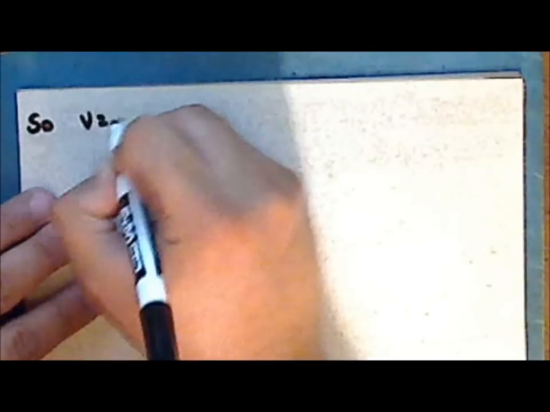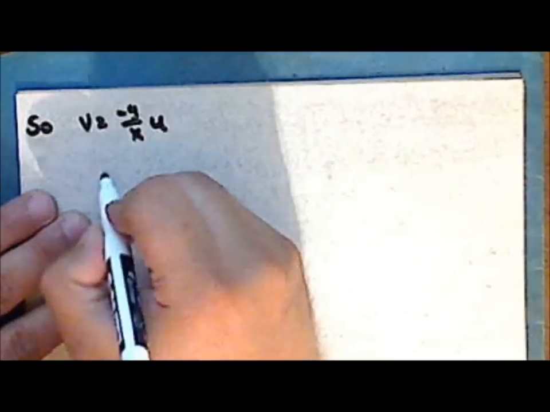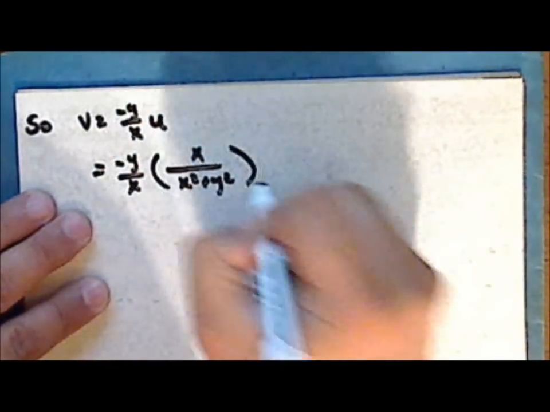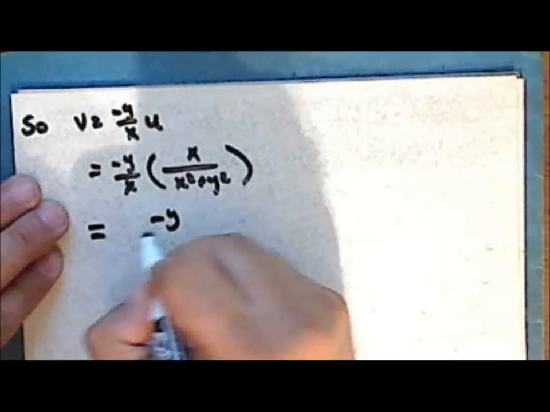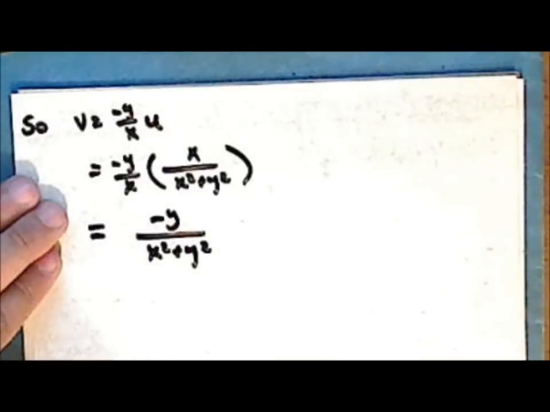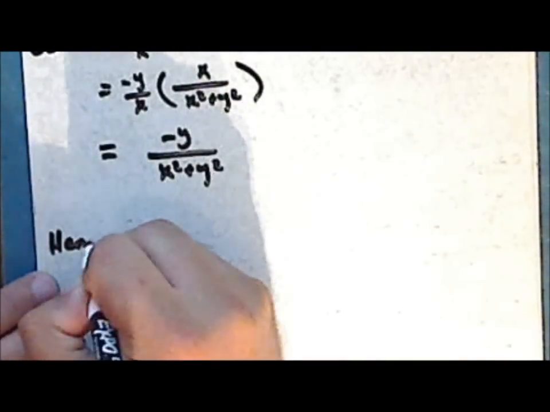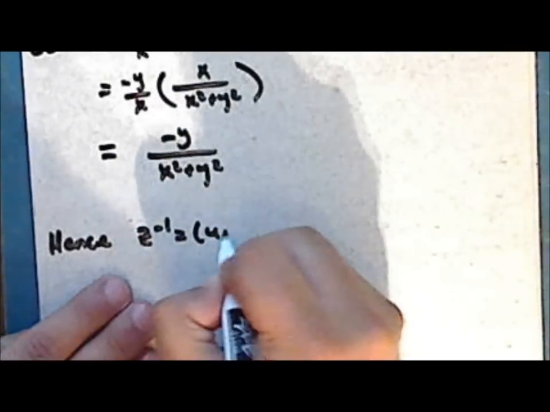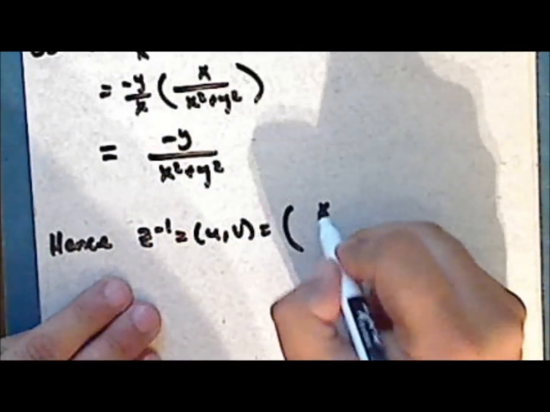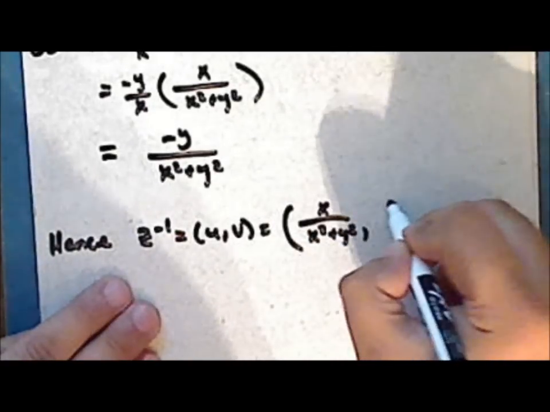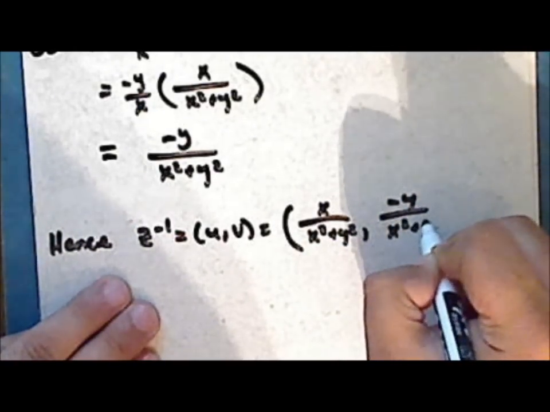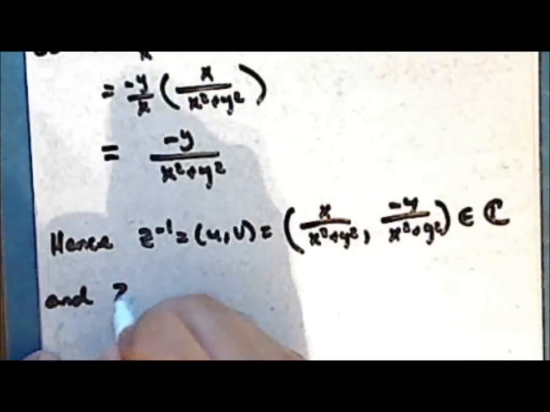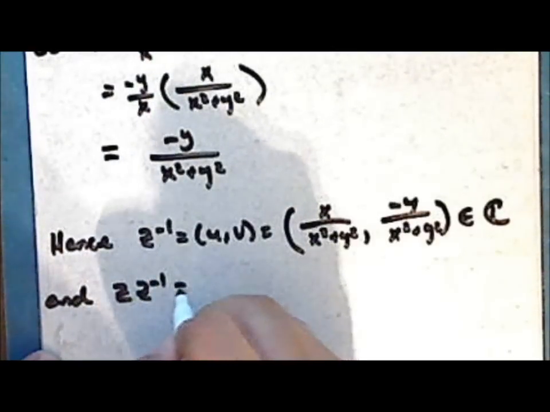And so the number v, again, is negative y over x times u. This is negative y over x, times x over x squared plus y squared. And this gives us negative y over x squared plus y squared. And so the number z superscript minus 1, the inverse of z, is the ordered pair uv. And so this is the ordered pair x over x squared plus y squared, negative y over x squared plus y squared. And very clearly, this is a complex number. And we have also demonstrated that z times z inverse is the number 1.